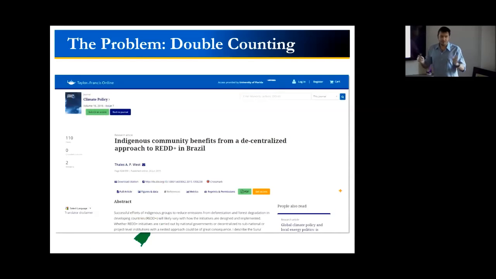All right. Okay. And there is a lot of discussion on this and REDD governance. This is time for advertisement. Sorry. But if you're interested in that, this paper that I wrote talks about those issues with centralized versus decentralized governance.